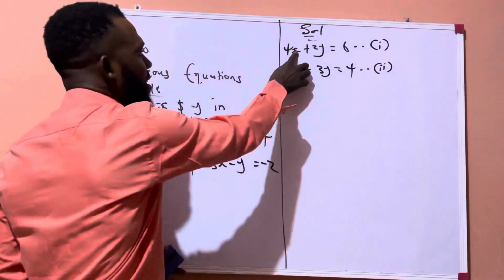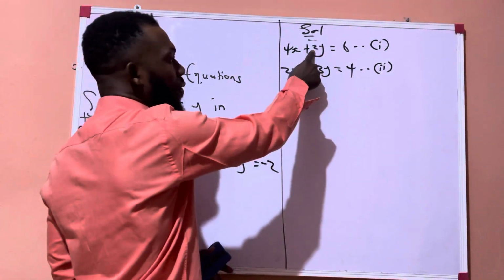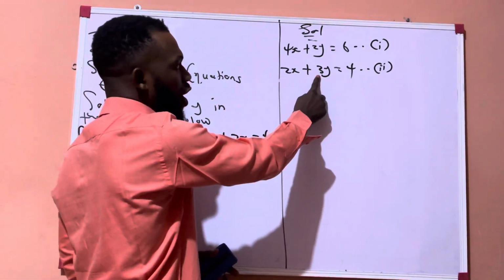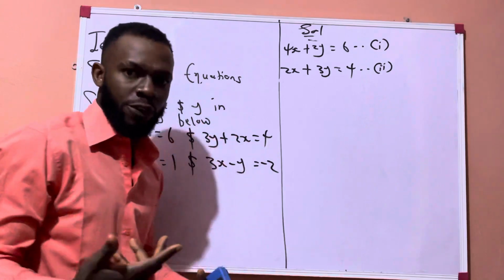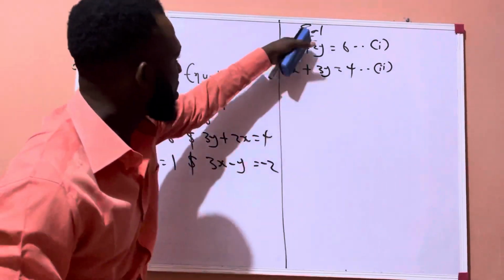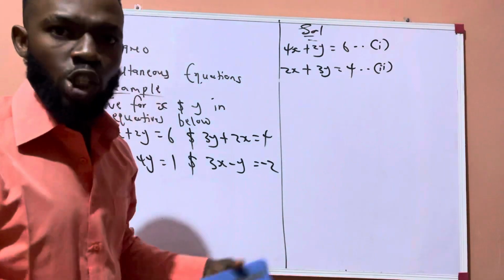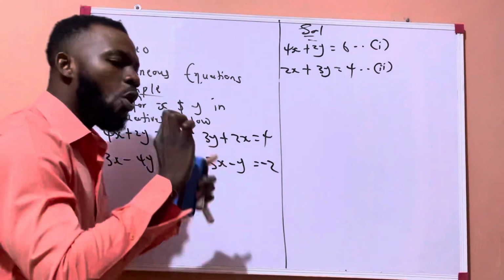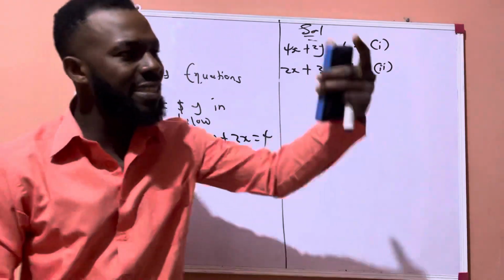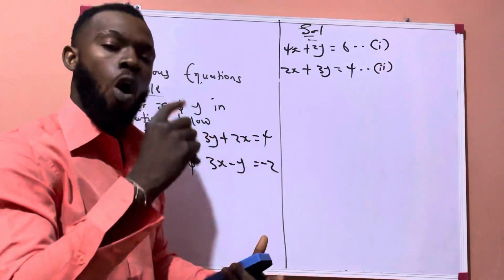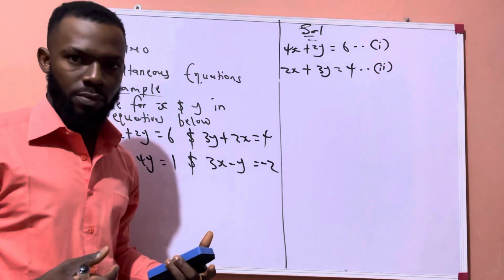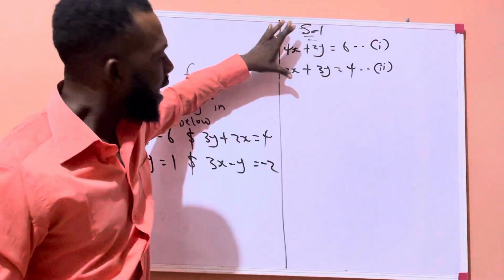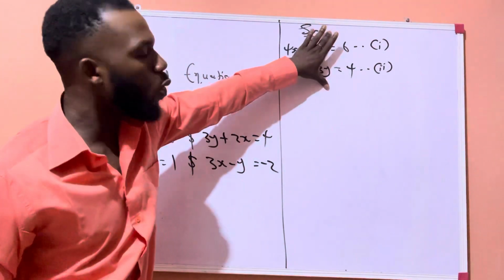Now let's begin. The x coefficient here is 4, the y coefficient here is 2. The x coefficient here is 2, the y coefficient here is 3. You will notice that none of the coefficients are the same. The x's are different and the y's are different. So it means you cannot eliminate at this point. You can only eliminate if the x's are the same or the y's are the same. So you have to make sure that one of these are the same. Either you make x the same or you make y the same.